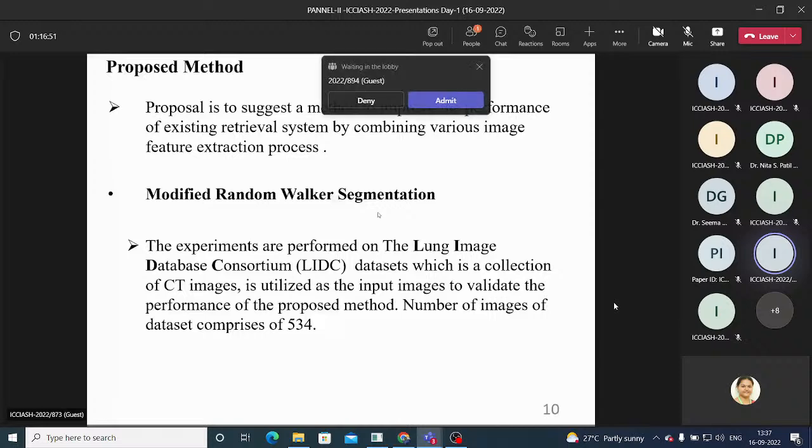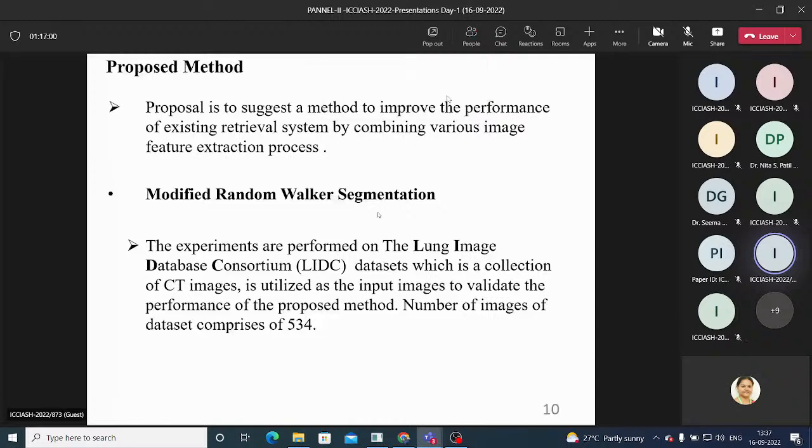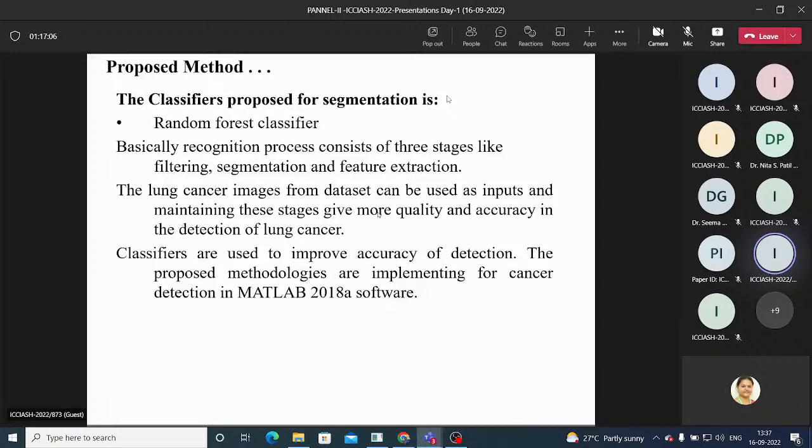The experiments are performed on the Lung Image Database Consortium, a collection of CT images, which is utilized as the input images to validate the performance of the proposed method. The number of images in the dataset is 534. The classifier proposed for segmentation is the random forest classifier.